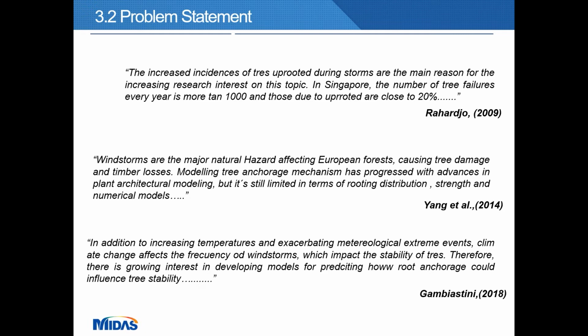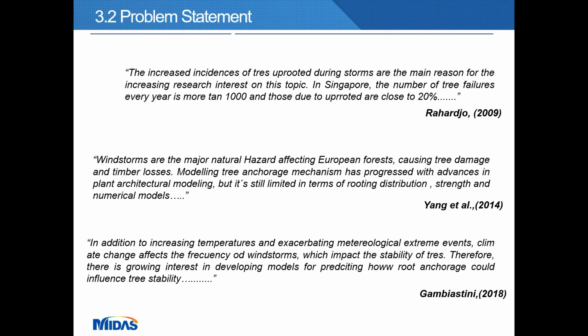So you can see that in Singapore, every year we have 1,000 trees failing. Basically, it's not all the uprooted condition, we also have different kinds of tree failure mechanisms, but the 20% is a higher condition that is related to heavy rainfall. So we have Yang in 2014.